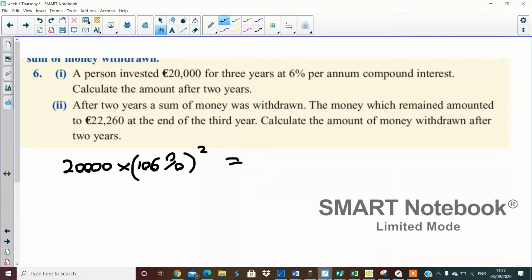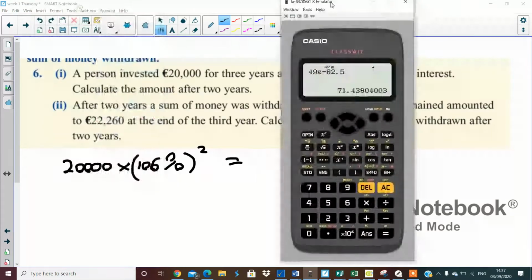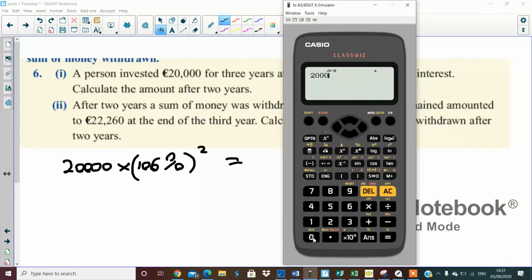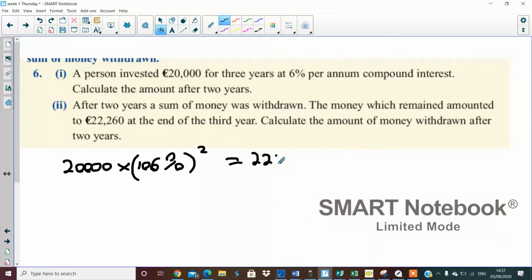Okay? And this should give you your 20,000 euro multiplied by open bracket 106%. The percent button is located over the answer in this calculator, and you press squared. Everybody happy with 22,472? Awesome. 22,472.